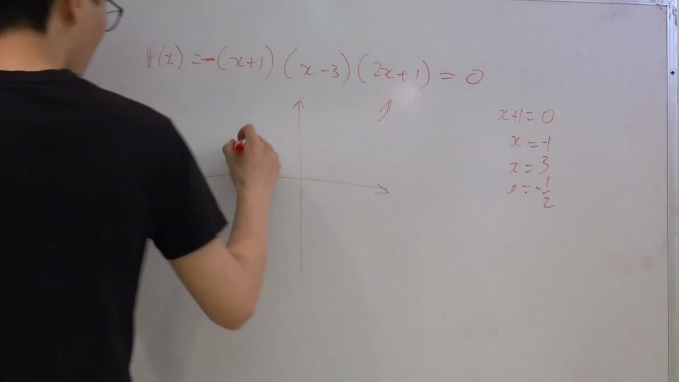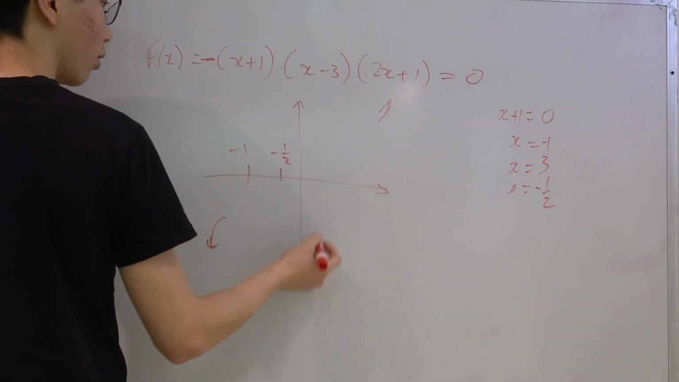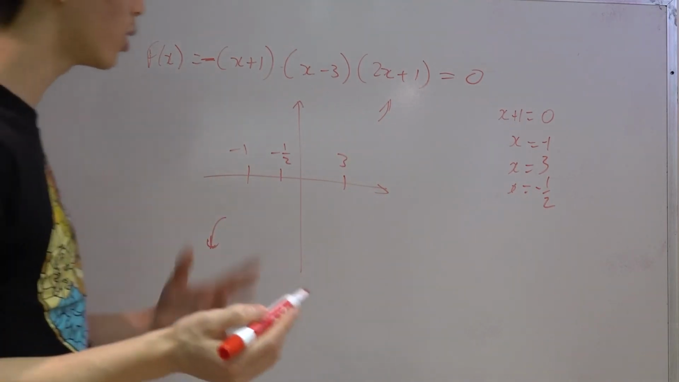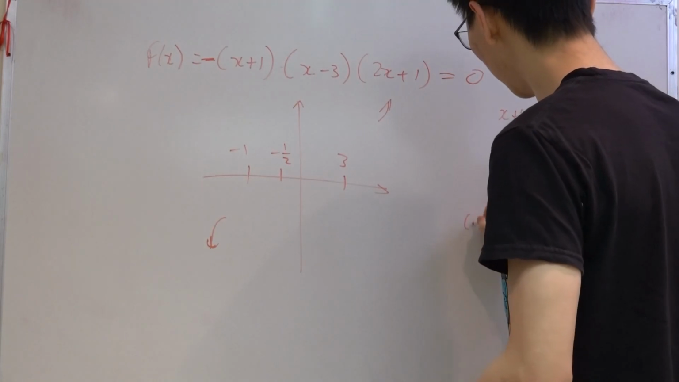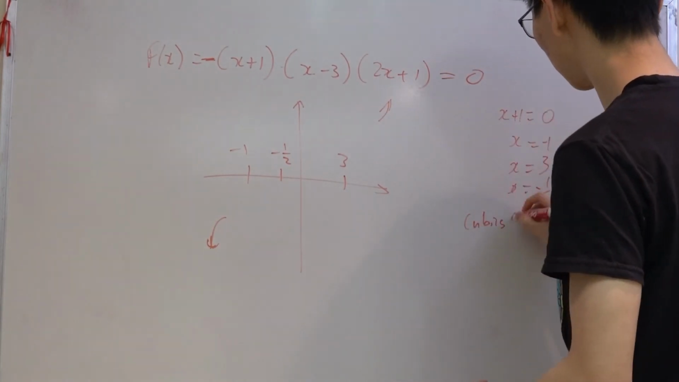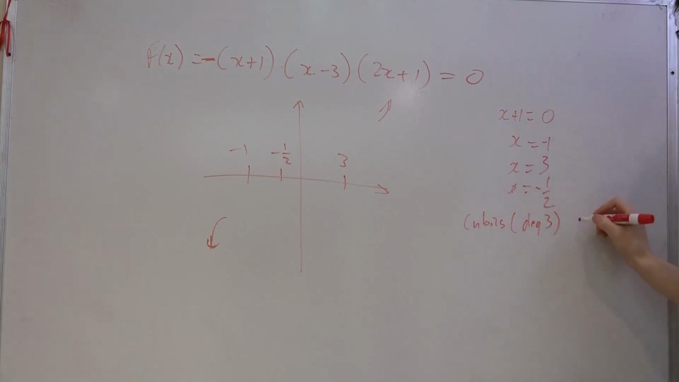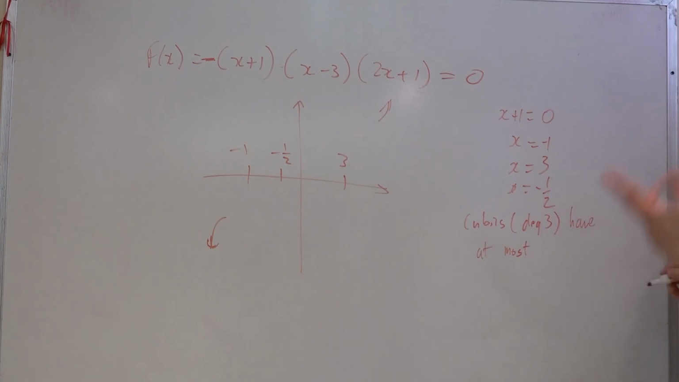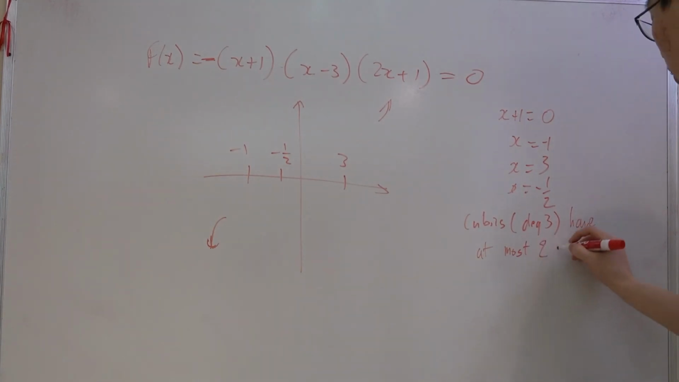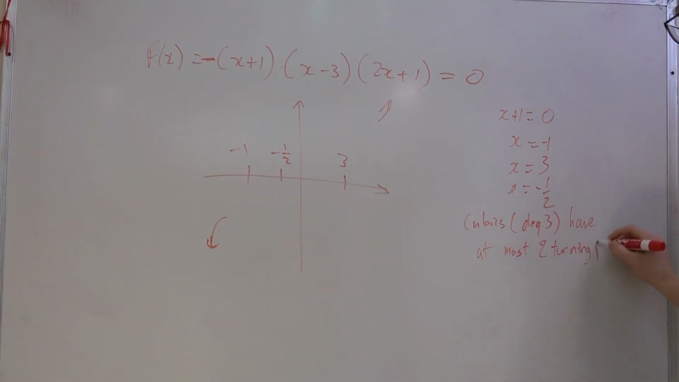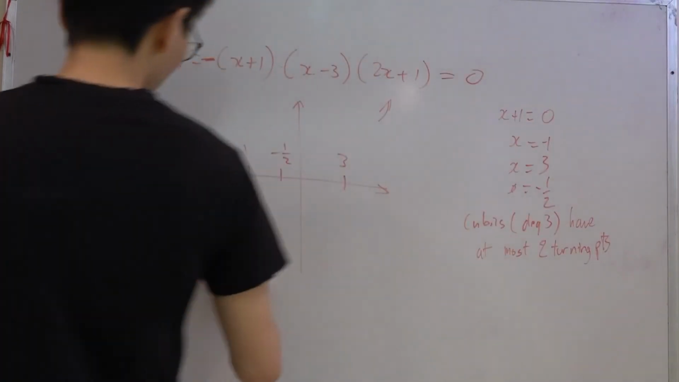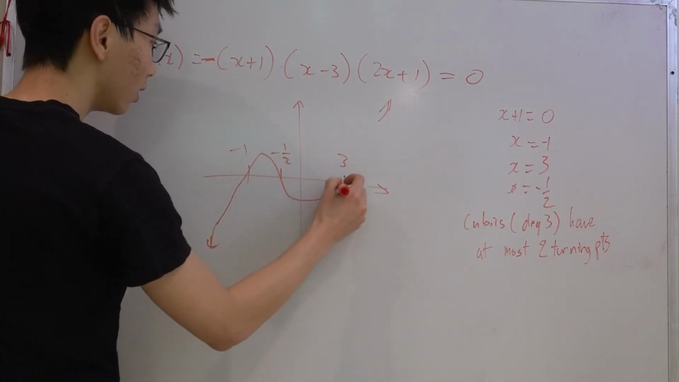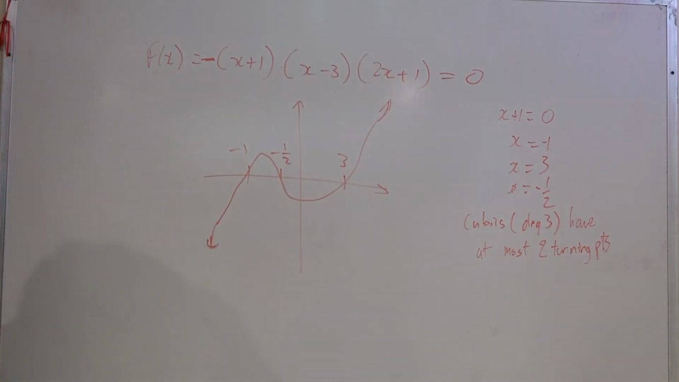Let me draw those on the board. Negative 1, negative 1/2, 3. Okay? And then I just have to use the other piece of information that I know, which is that cubics, so that's degree 3, have at most, think about it to yourself, n minus 1, which is 2, so 2 turning points. So that means my graph, the only way this could possibly work is if I do this, that, and that. And I'm done. It was that easy.